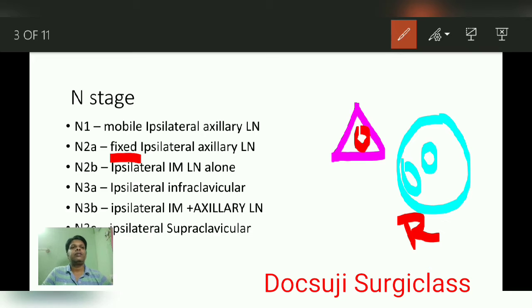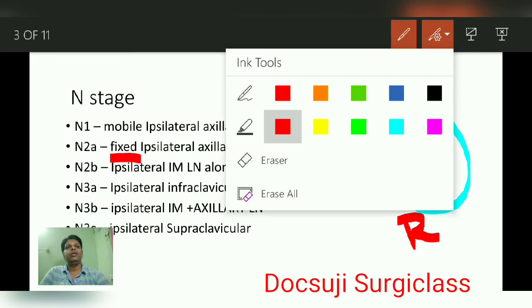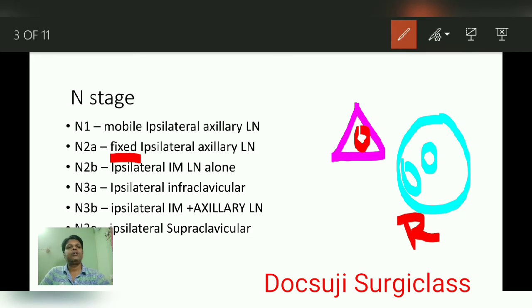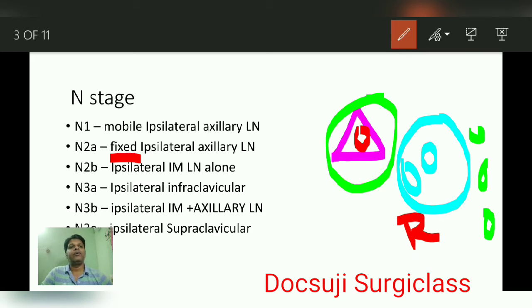And N2B is where you have clinically palpable, clinically apparent lymph nodes present in the internal mammary region alone. So you don't get axillary lymph nodes, that is N2B.